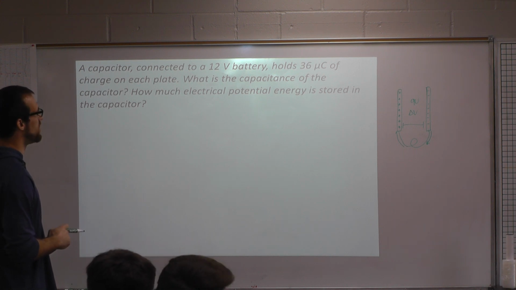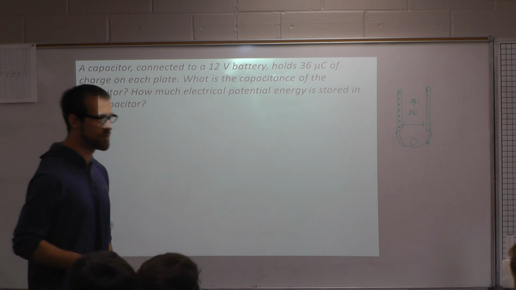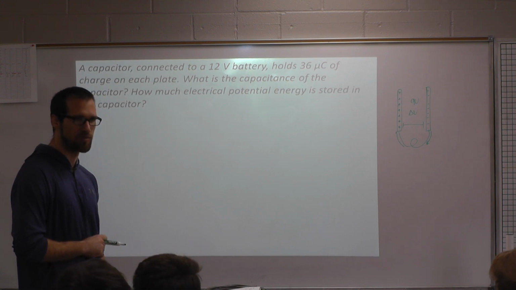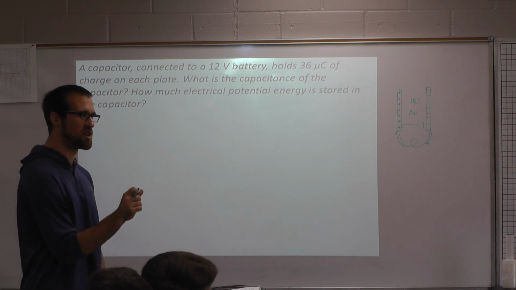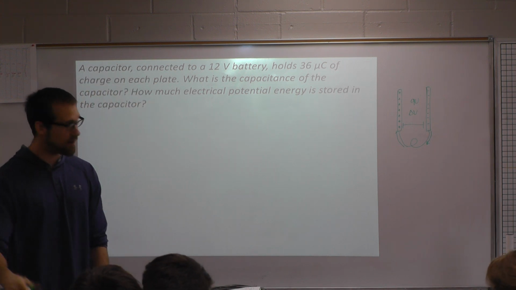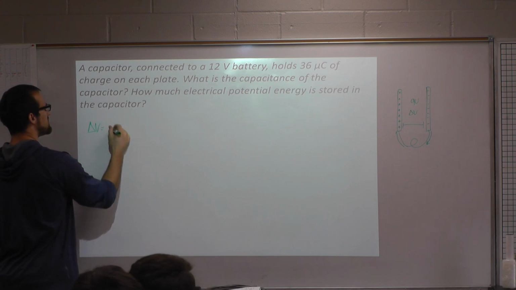A capacitor is connected to a 12-volt battery. If you connect a capacitor to a 12-volt battery, the potential difference on the capacitor will be what? 12 volts. It will stop charging when the potential difference on the plate is equal to the potential difference of the what? Battery. Alright, so our change in V is 12.